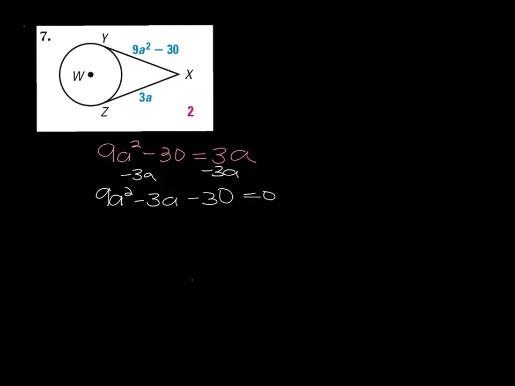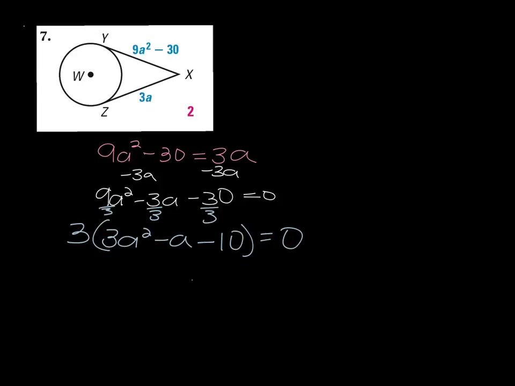So the first thing you want to look at when you're factoring is, can I take something out? Is there something that all 3 of those terms are divisible by? 3. So by taking out 3, I put it on the front, and then I'm going to divide each of these terms by 3. So this would be 3a squared minus a minus 10. And then I've got to factor the trinomial.